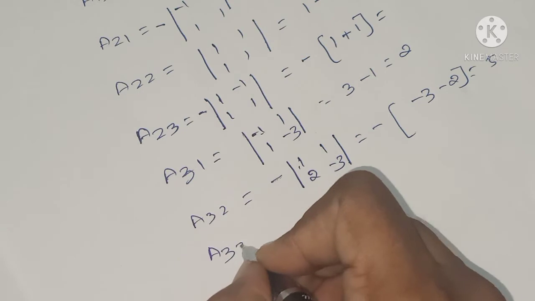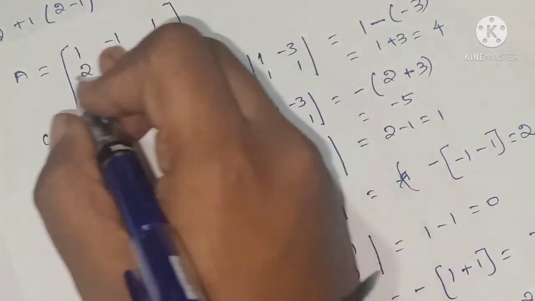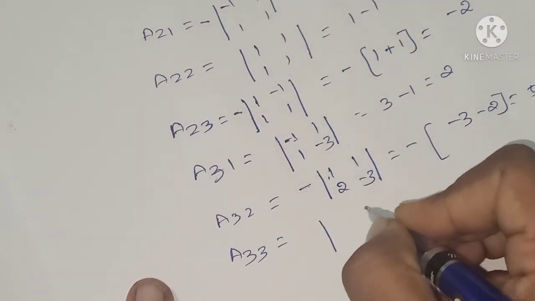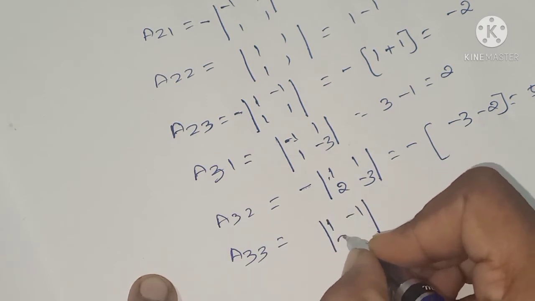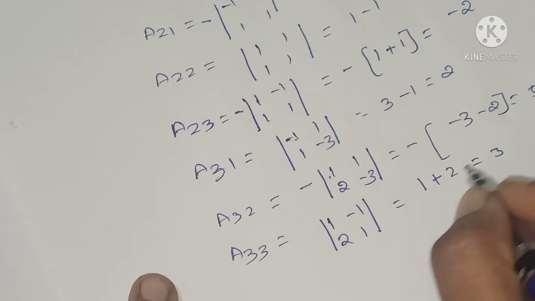Next A33. Hide the third row and third column. 3 plus 3 is 6. It is an even number, so positive value. We get 1 minus 1, 2, 1. So 1 plus 2 which is equal to 3.